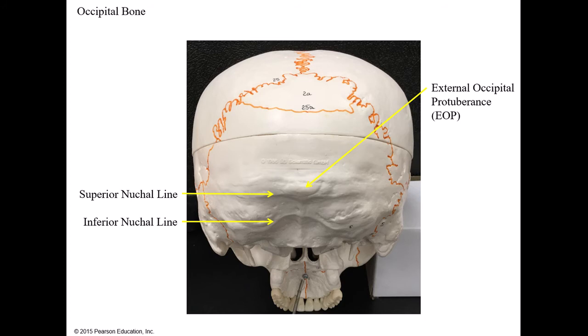So here's our skull model. Again, find the EOP. This ridge of bone right here, it's a thick ridge. This is called the superior nuchal line. Then go down about a half inch roughly. This will be the inferior nuchal line right here. And all of these nuchal lines are for muscle attachment from the neck. All right, so EOP, superior, inferior nuchal lines.